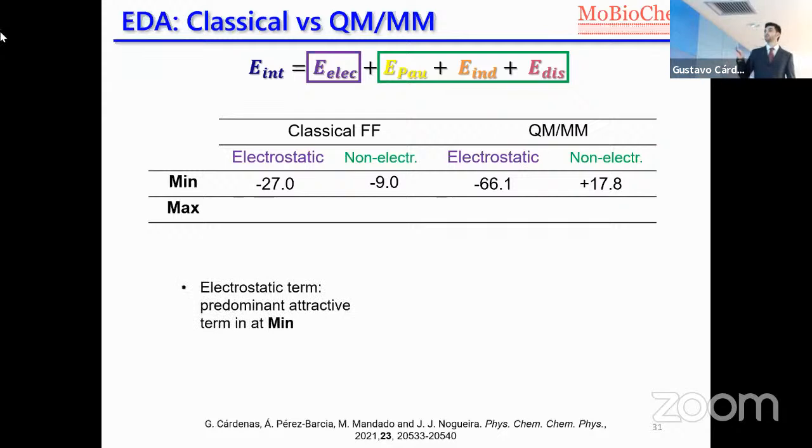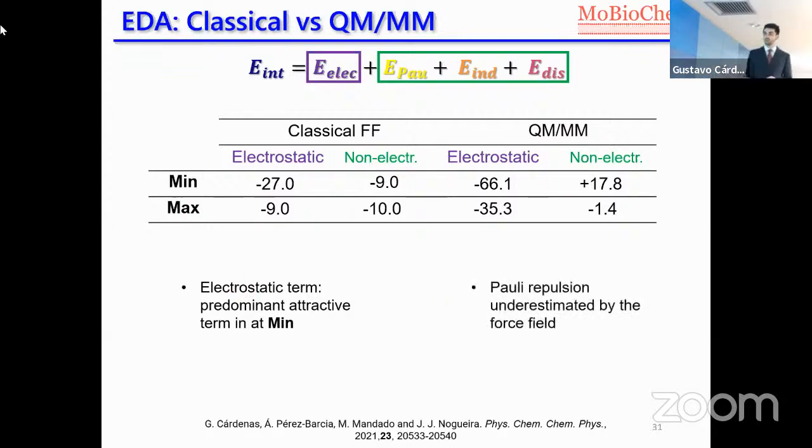Now, when we move from the minimum to the maximum, what we saw here was a contradictory result, in the sense that whereas in the classical case, the non-electrostatic term was predominant at the maximum, in the QM/MM, the electrostatic term was overall predominant in both cases. Another thing that I would like to point out again is the magnitude of the Pauli repulsion, especially at the minimum. This induced us to suggest that perhaps within the force field that we are using, the Pauli repulsion is being underestimated.